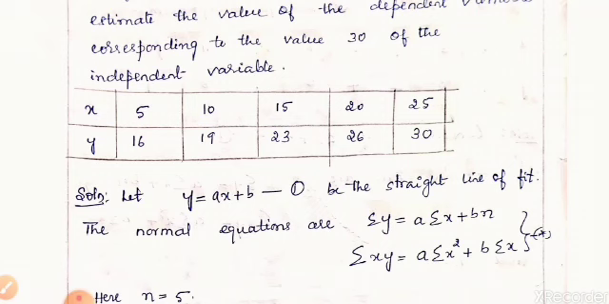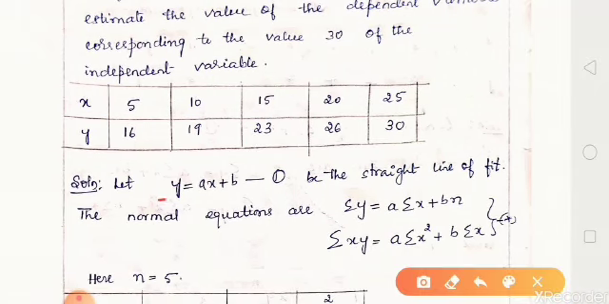Let us take y equal to ax plus b as the required straight line of fit. Then we have to consider normal equations associated with the equation 1. For that purpose, first we will attach sigma to equation 1. So we will get summation y equal to a summation x plus b into n.